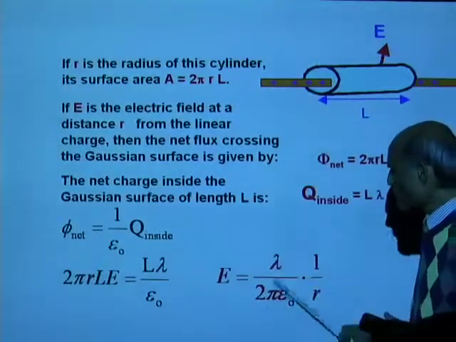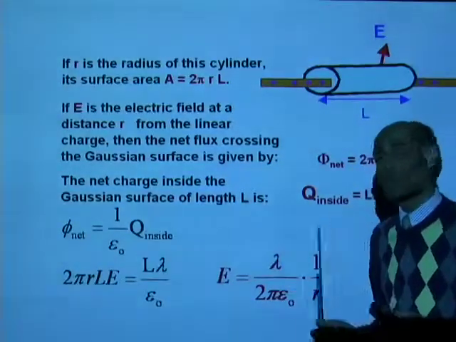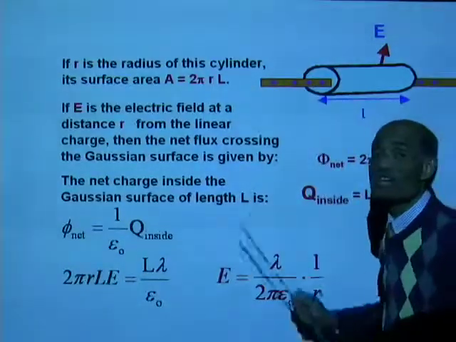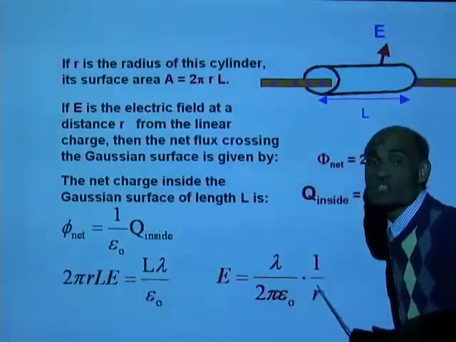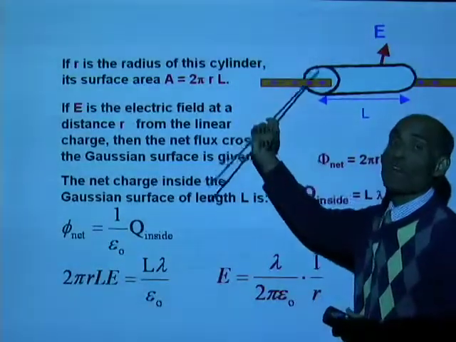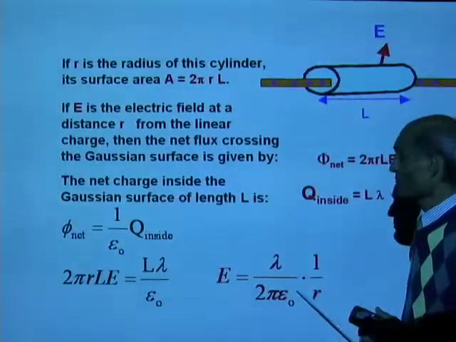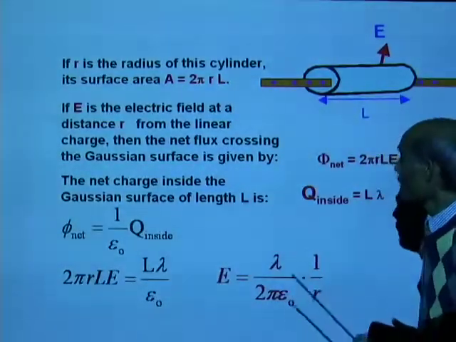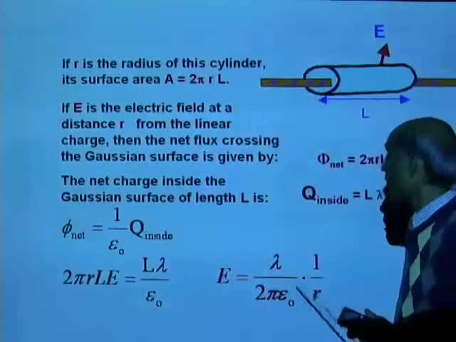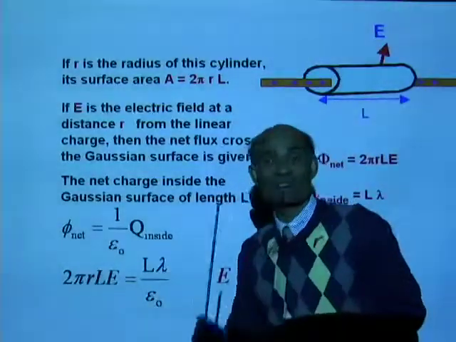Now, why did I write it like this? Because lambda over 2 pi epsilon naught is a constant. That means the field at any point varies inversely as the distance from the charge. As you move away from the charge, as the distance r increases, the field decreases. Well, this is the expression for the electric field at a point distance r from an infinitely long charged conductor.